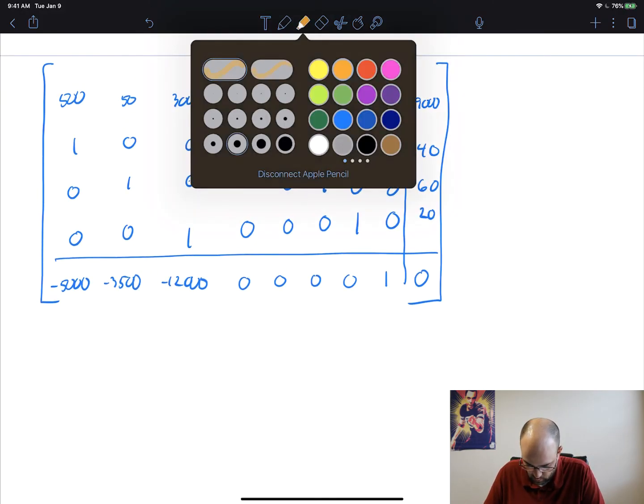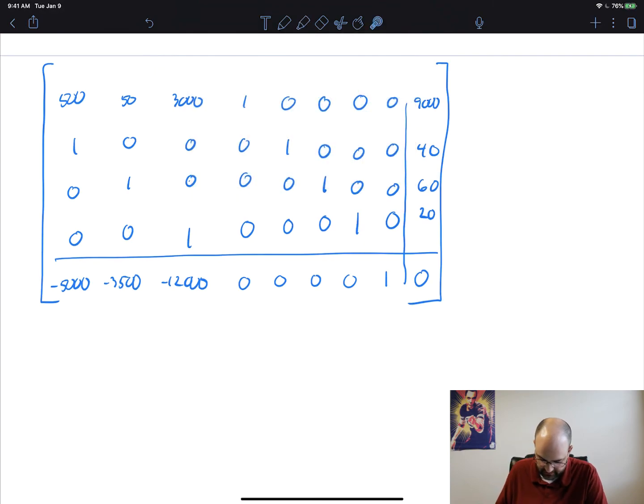Notice, I'm going to go ahead and use orange here. The smallest of the indicators is negative 12,000. So this is my pivot column.